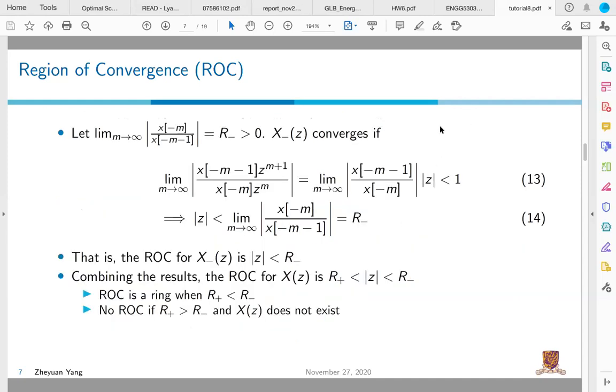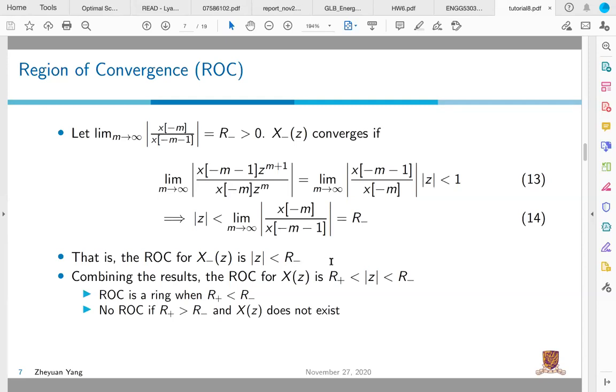Similarly, we have the second part, which is X minus z. It will converge when we denote the limit as m goes to infinity of x[-m] divided by x[-m-1], which is equal to R minus. We also require the limit of f[n+1](z) divided by f[n](z) to be smaller than 1, and we have the magnitude of z is smaller than R minus. So the region of convergence of the left side is the magnitude of z should be smaller than R minus.